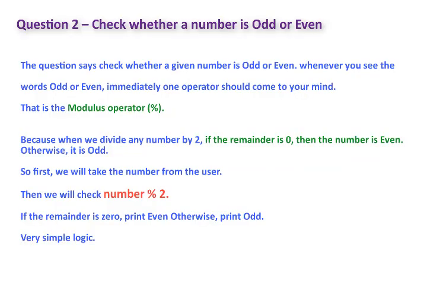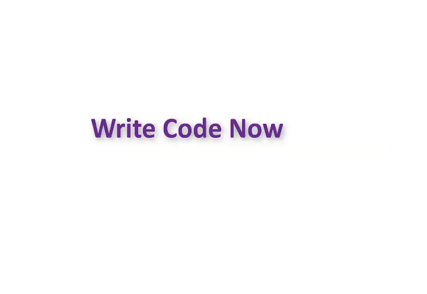Question 2, check whether a number is odd or even. Now let's move to question number 2. The question says, check whether a given number is odd or even. Students, whenever you see the words odd or even, immediately one operator should come to your mind. That is the modulus operator. Why? Because when we divide any number by 2, if the remainder is 0, then the number is even. Otherwise, it is odd. So first, we will take the number from the user. Then we will check number % 2. If the remainder is 0, print even. Otherwise, print odd. Very simple logic.